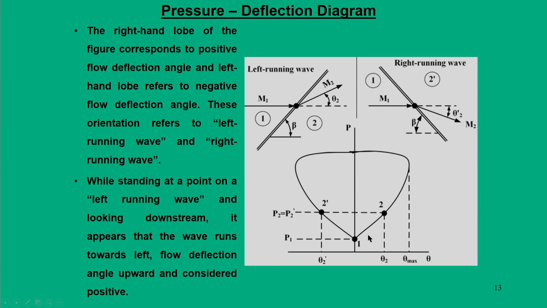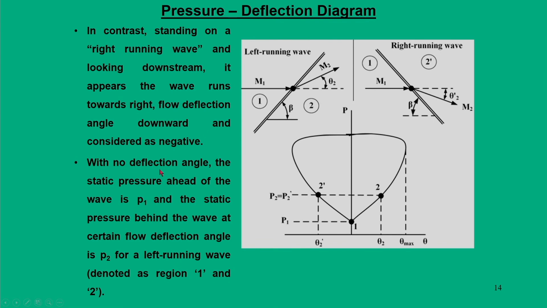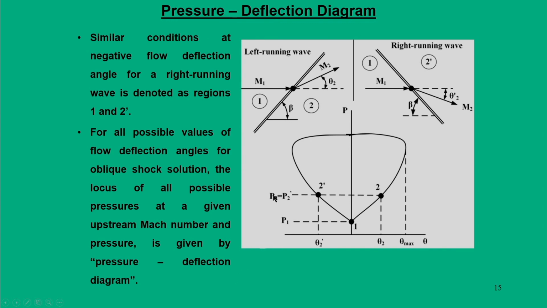Likewise, if we keep on changing this theta value, we can reach a location which we call theta max for that given Mach number. So, one particular shock pressure deflection diagram can be plotted, that is for Mach number M1, and this particular point represents the maximum pressure that is possible in this situation. Now, when there is no deflection angle, the static pressure ahead of the shock is P1 and the static pressure behind the shock wave is P2, which is denoted for a left running wave as the region 1 and 2, and similar conditions at negative flow deflection angle can be drawn for a right running wave and it is denoted as the region 1 and 2 dash.